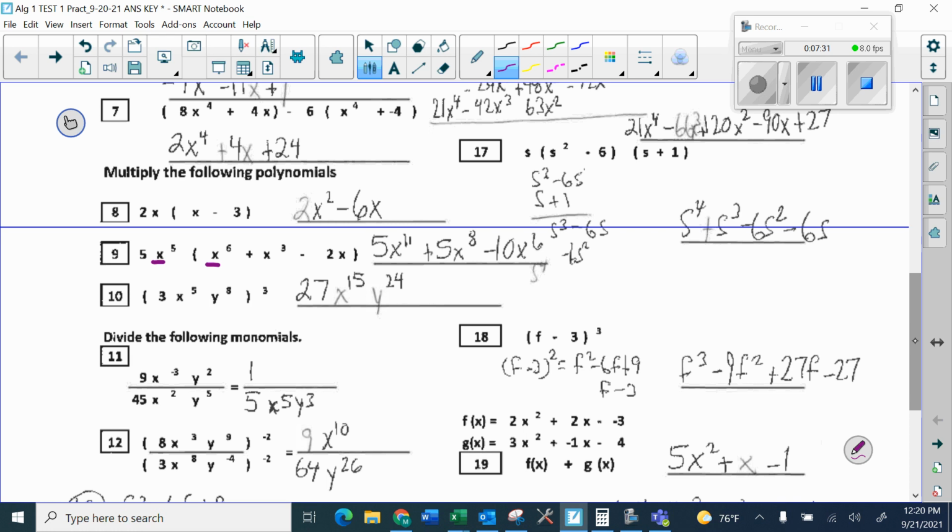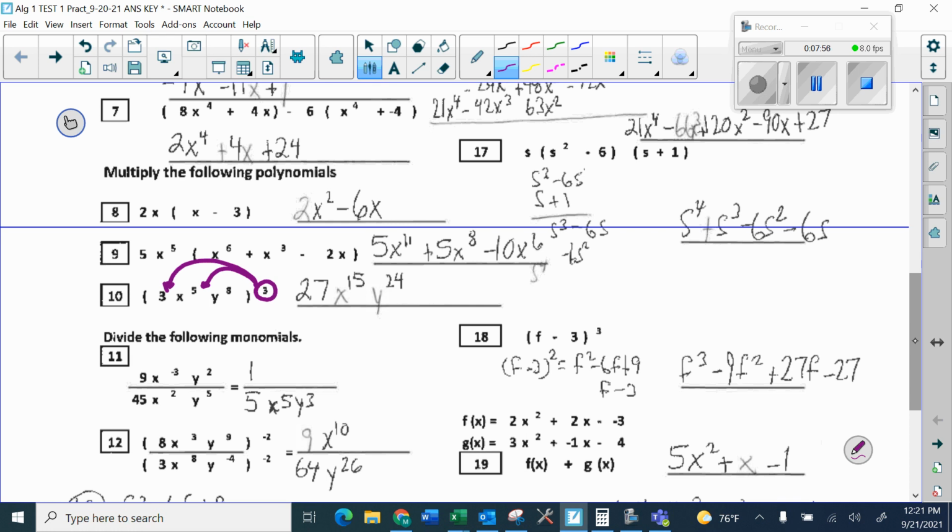All right, number 10. This one has the exponent on the outside. I have to distribute to everything inside. So the common error is they forget to distribute it through the 3. And they just leave it as a 3 here in the answer. And that blows it. I have to distribute it through all exponents. There's an exponent there, an exponent there, and an exponent there. Okay, so 3 cubed is 27. 3 times 3 times 3.